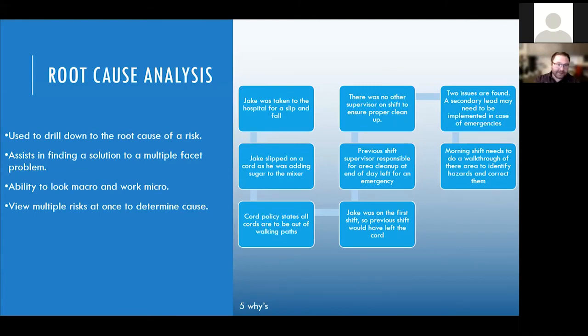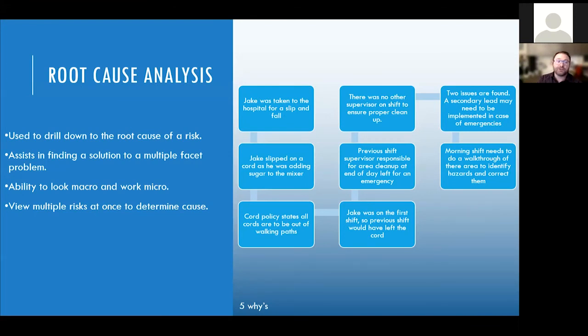And so you get a sense of how we ask why. We go from a person going into the hospital for a slip, trip, and fall to an understanding of where our weaknesses exist within our policies. So the 2 issues are found. We may need a secondary lead to implement in case of emergencies.